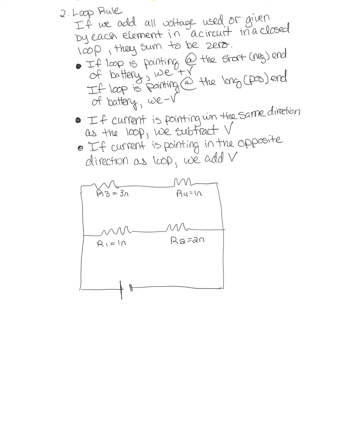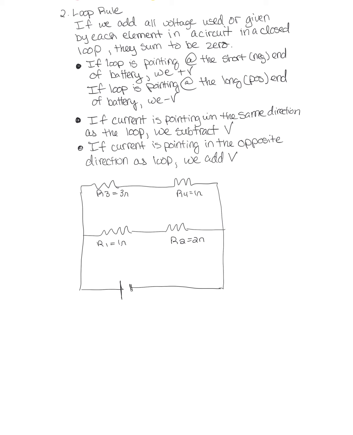So whereas the junction rule told us about what the current is doing, the loop rule is going to help us understand what the voltage is doing, and then how that relates to current, and how we can end up finding all kinds of really cool things. Okay, so the loop rule says that if we add all the voltage used or given by each element in a circuit in a closed loop, they sum to be 0.